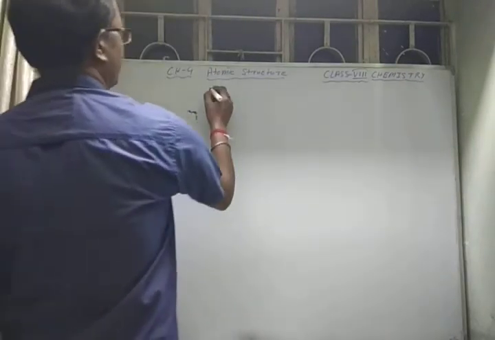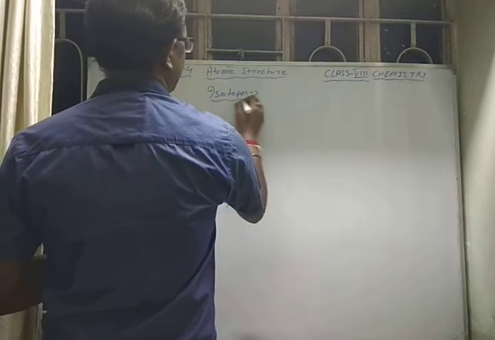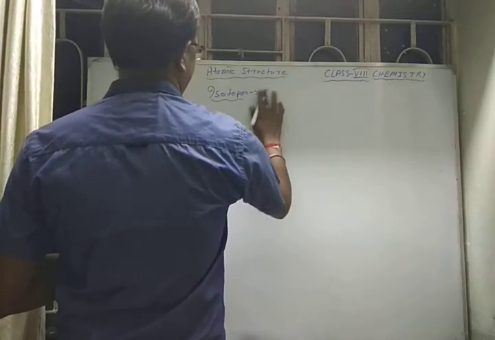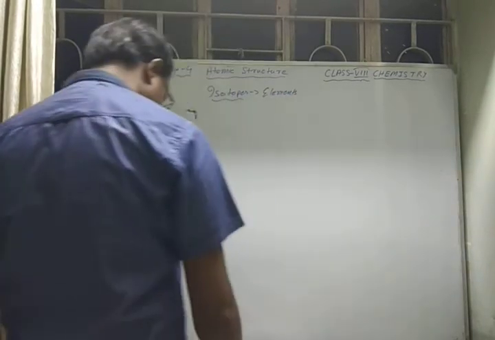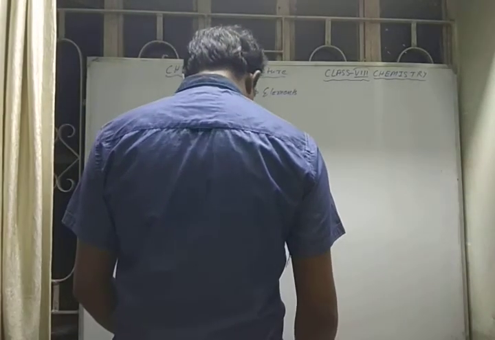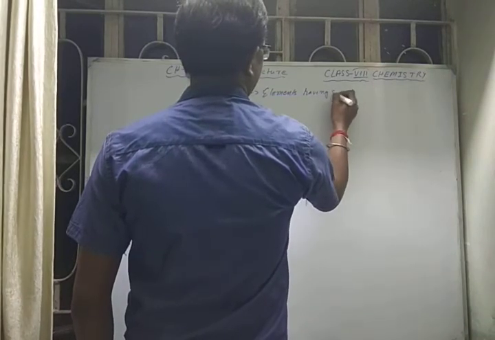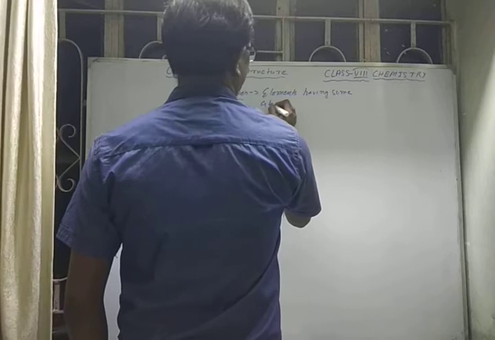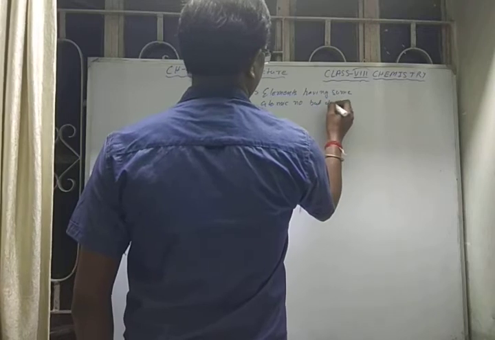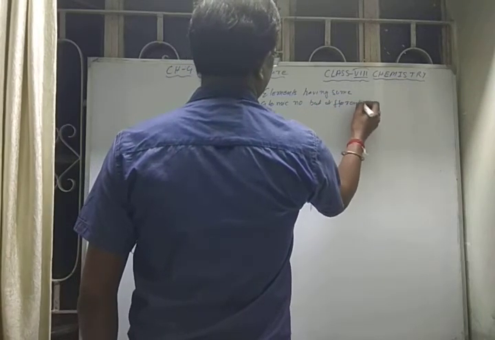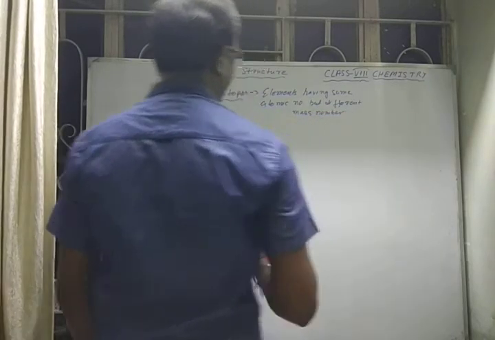Next is isotopes. What are isotopes? Elements having the same atomic number but different mass number are called isotopes.